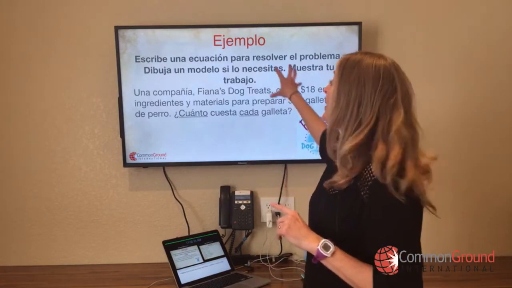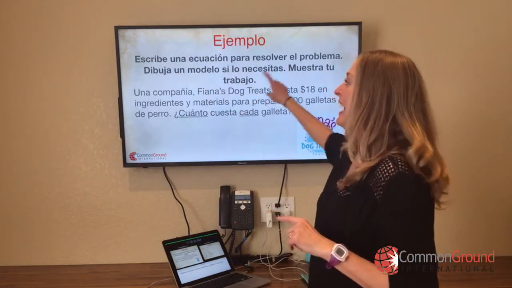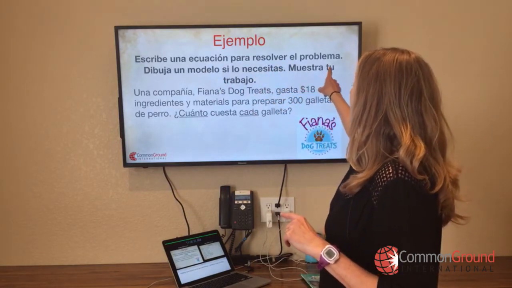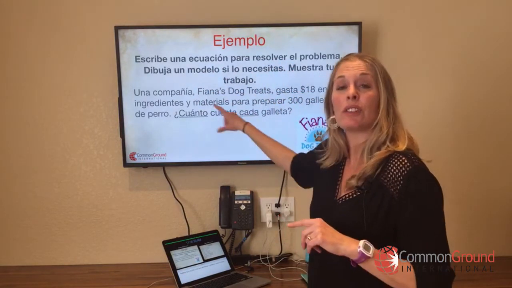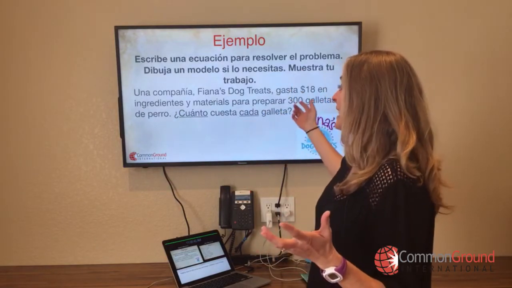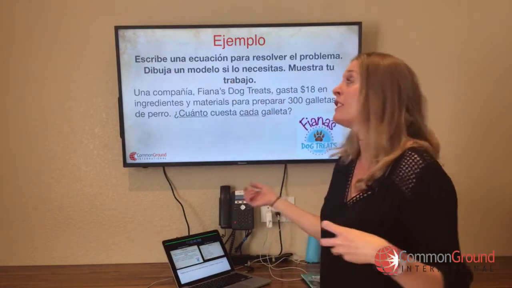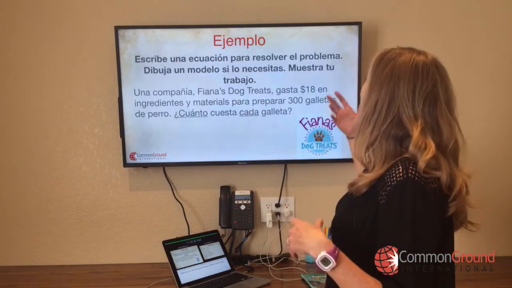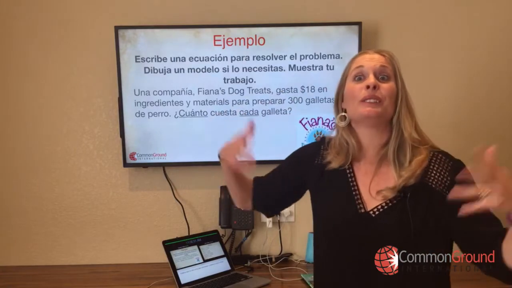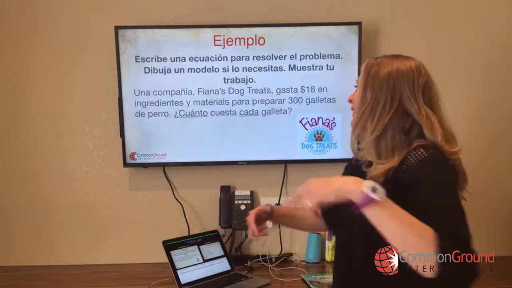Y aquí son otras instrucciones, okay? Escribe una ecuación para resolver el problema. So write an equation to solve this problem. Dibuja un modelo si lo necesitas. So draw a model if you need to, okay? Muestra tu trabajo. Ese es súper importante en sus clases. Muestra tu trabajo. Show your work, show your work, show your work, ¿verdad?